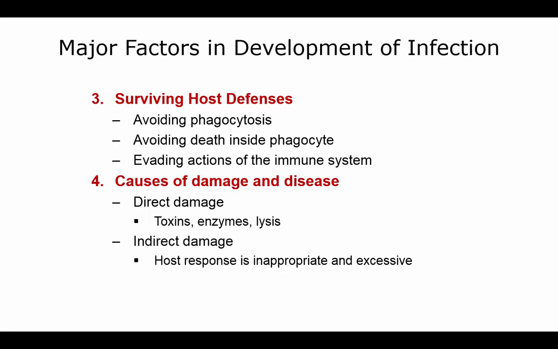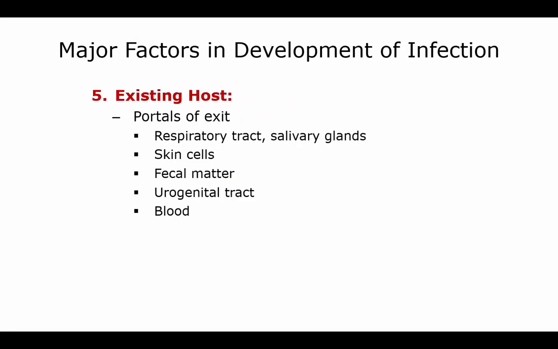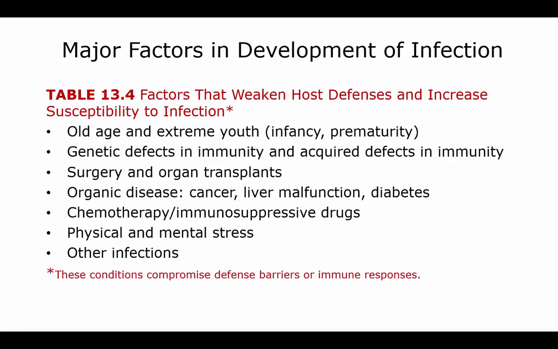They'll survive host defenses, so they either can avoid being eaten by avoiding the phagocytes, or sometimes they'll allow themselves to be eaten, but they don't actually get destroyed inside of a phagocyte. Sometimes they're able to evade other actions of your immune system. And then once they've done that, they can cause damage, whether it be using toxins or enzymes or making your own cells burst. And then typically, if it was a portal of entry, it can also be a portal of exit.